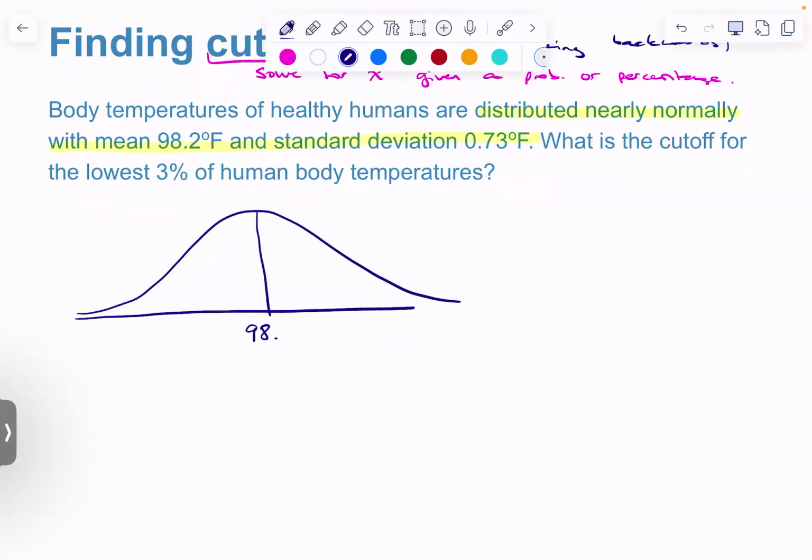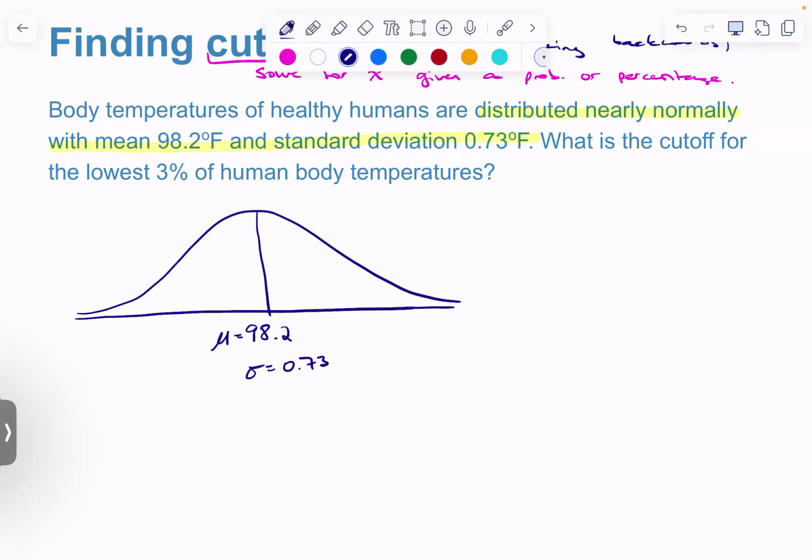With a mean of 98.2. Wait, did she say so far? I know, right? It's more coming. But by that point, you'll know what's going on. The mean is 98.2, and we're told that the standard deviation sigma is 0.73. Good. Now we can read the rest of the question.